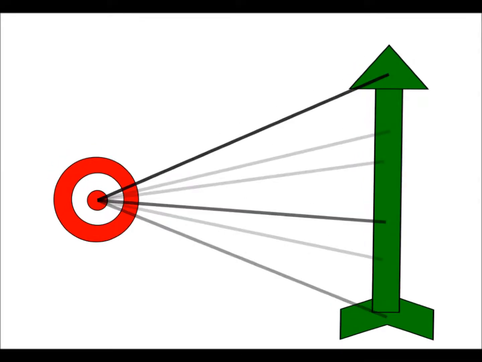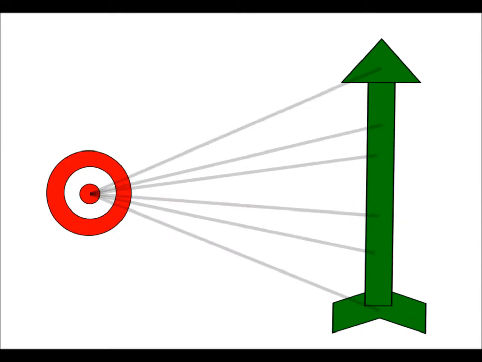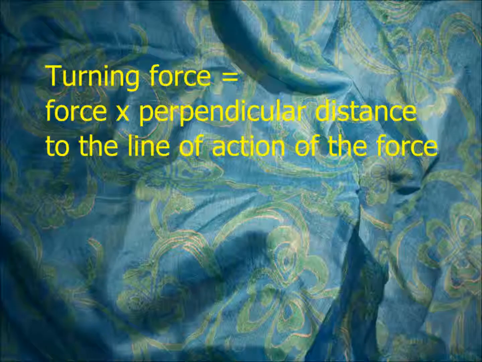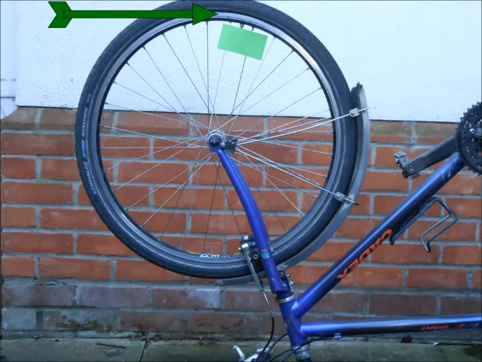The distance used is the shortest possible distance between the line of action of the force and the pivot. This is the distance at right angles to the force. It's called the perpendicular distance. A turning force, or the moment of a force, is defined to be the force times the perpendicular distance to the line of action of the force.